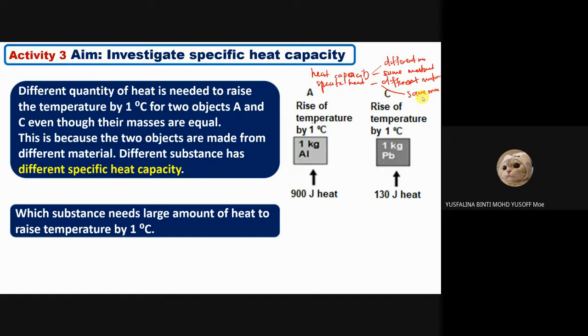Okay, so you can see here rise of temperature by 1 degree Celsius. For aluminium they need 900 joule. For the plumbum, PB is plumbum, it only needs 130 joule of heat to raise the temperature 1 degree Celsius. So of course, the answer should be aluminium. If you want to raise 1 degree Celsius of aluminium, you need 900 joule. But if you compare to plumbum, it only needs 130. So the answer is aluminium.